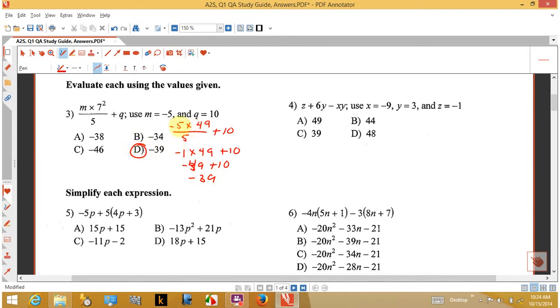Notice that because all there is multiplication in the numerator, I was allowed to cancel. If there was an addition or something up there, I can't. Let's move to the next one.